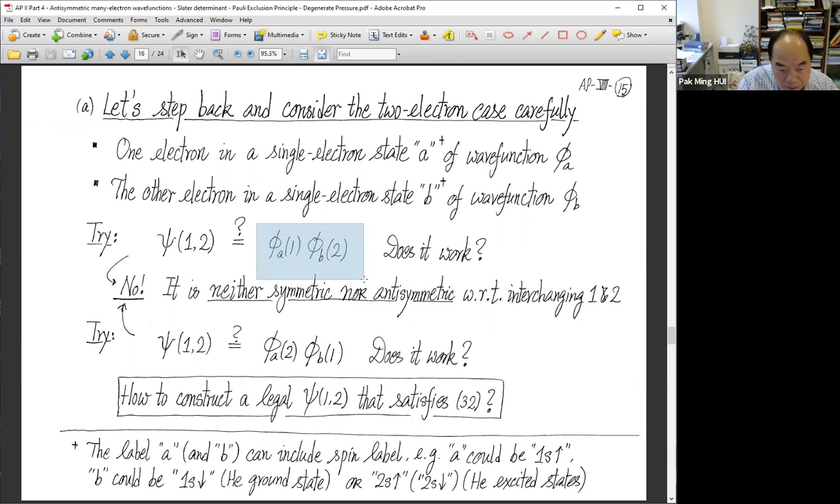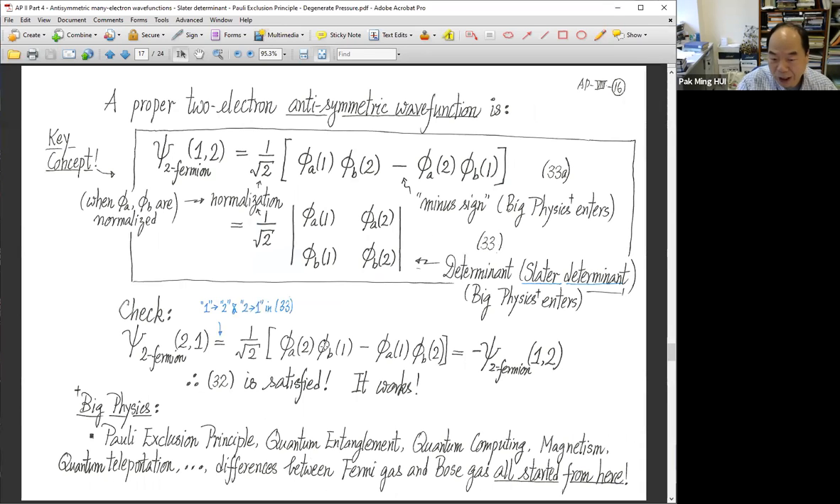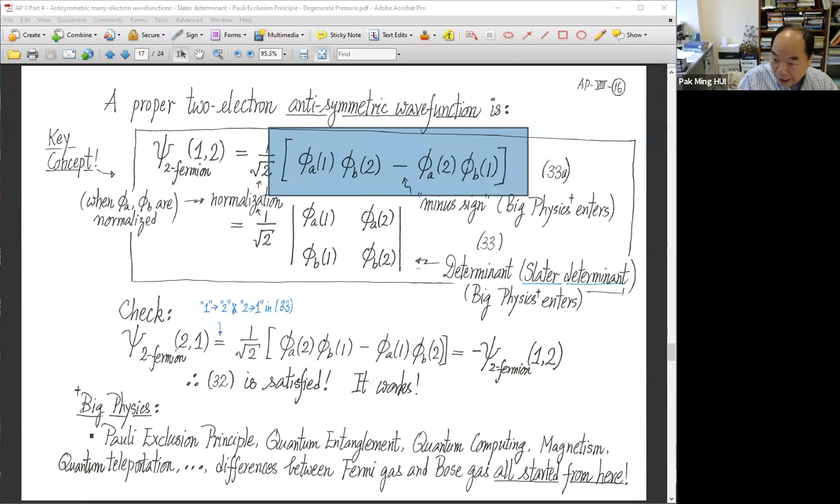If we form phi A1, phi B2, plus or minus phi A2, phi B1, we will have a symmetric form and an anti-symmetric form. Okay, so if they are two electrons, we have to compose something that is anti-symmetric. The anti-symmetric form has a minus sign in the combination. So at this point, it is the punchline.